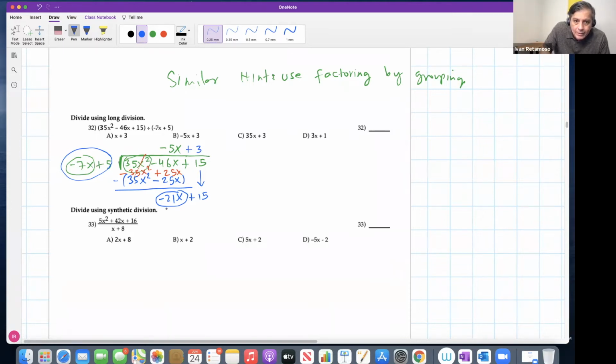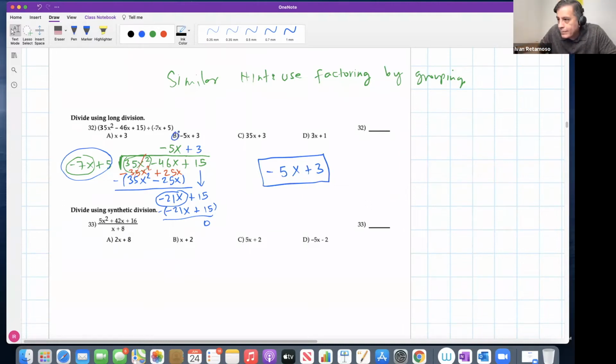Positive 3 times negative 7 minus 21x. 3 times 5, 15. I got this to be exactly the same. So when I subtract this from itself, clearly this is 0, right? So this division was exact. So I don't have to mention the remainder. I just mention the quotient, right? Minus 5x plus 3, which is this, right? Follow, guys? Great.